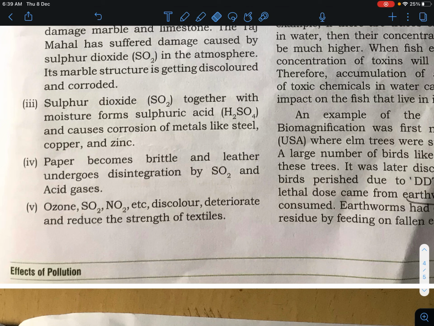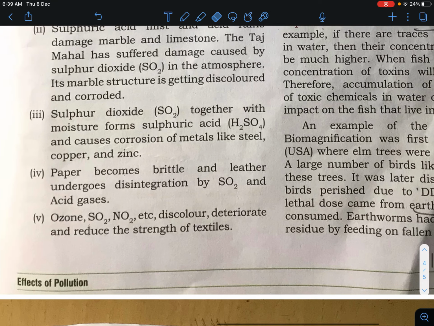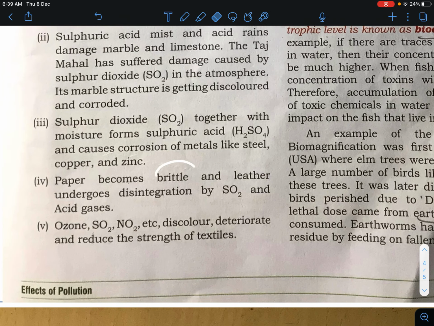And ozone, SO2, NO2 etc. discolor, deteriorate and reduce the strength of textiles. You can say that paper becomes brittle and leather undergoes disintegration by sulfur dioxide and acid rain.